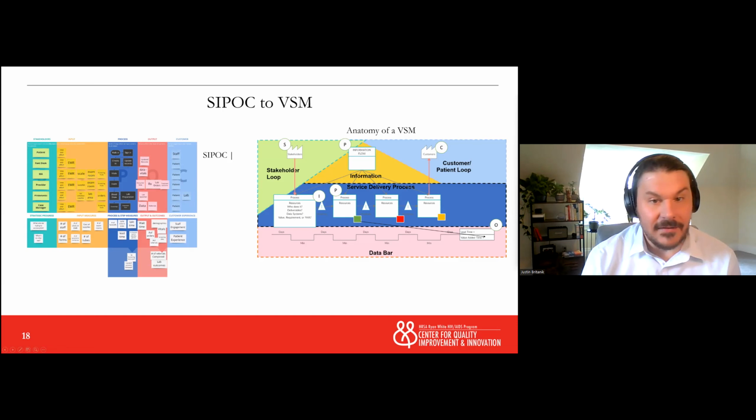Also, having these measures, a lot of these are the things that we're going to look at and fill this data bar up with. So that's why having a really good SIPOC is going to make this a breeze, where it can be a little less intuitive otherwise.